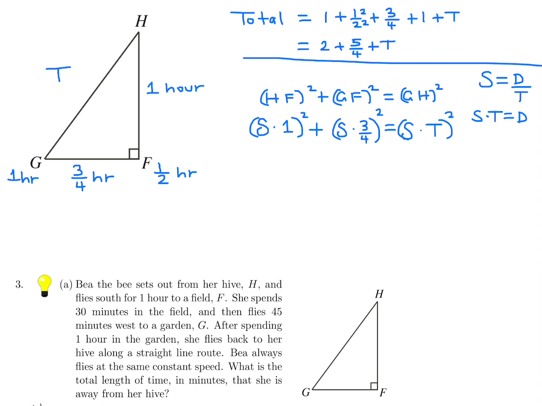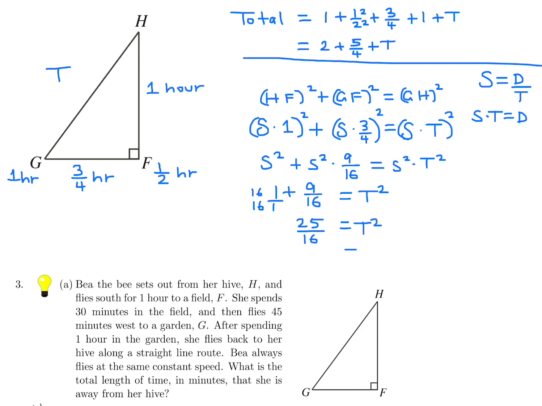Now if I multiply this all out, I get S squared plus S squared times 9/16, sorry, forgot to square that, is equal to S squared times T squared. So the S squared we can divide through and get rid of it from every term. So this just leaves me with 1 plus 9/16. And then on the other side is just T squared. So 1 plus 9/16, that's 16/16 plus 9/16, so that's 25/16. And then if you take the square root to get t, it'll just be 5/4.